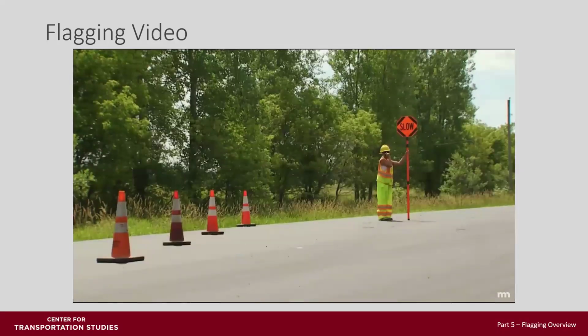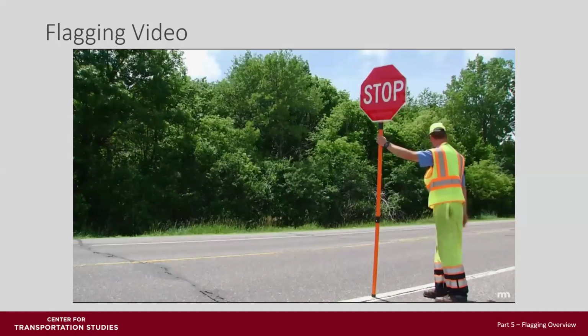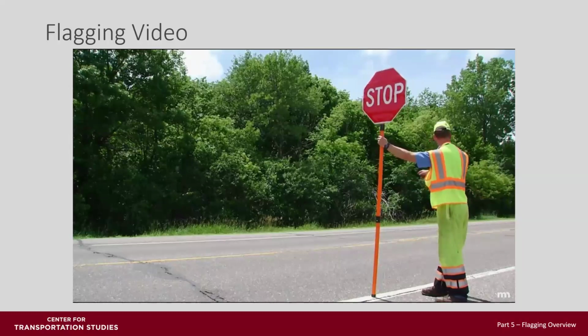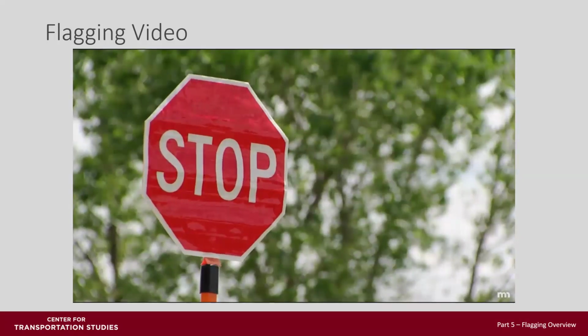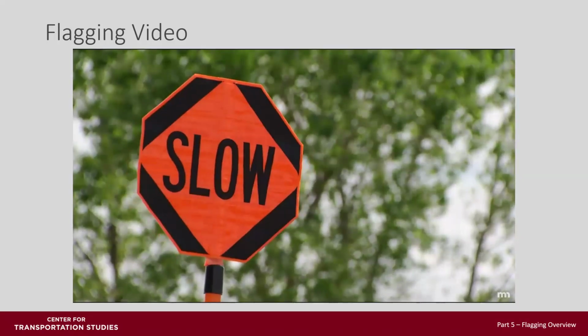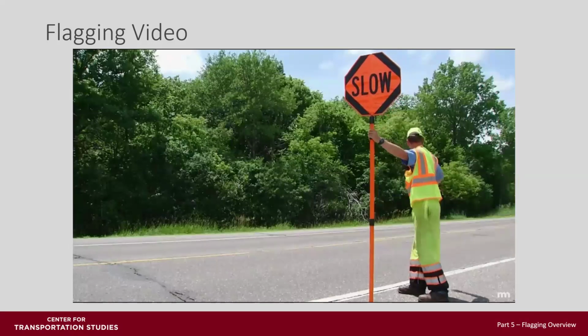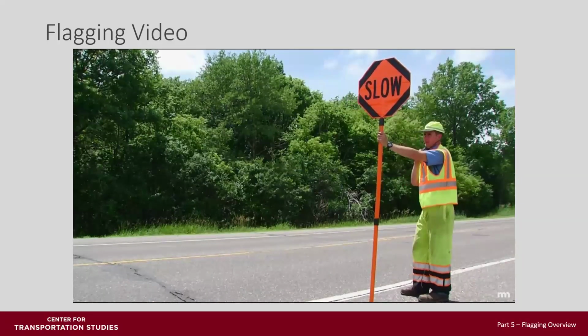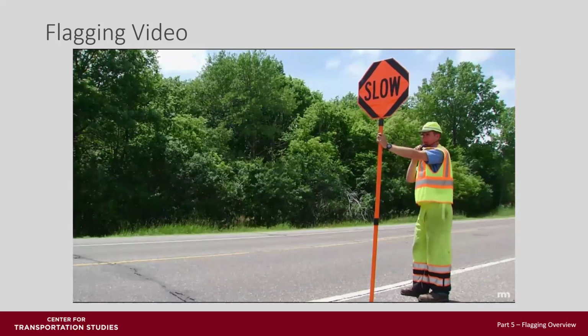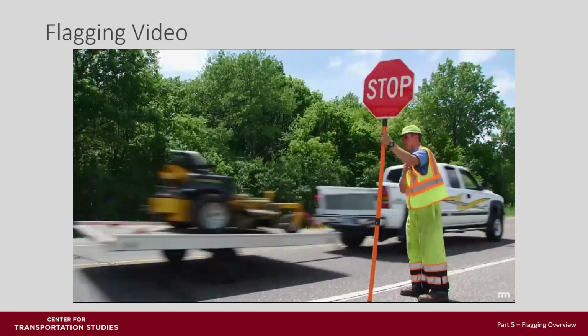The main traffic device used by flaggers is a stop-slow paddle. This sign is octagon shape, at least 18 by 18 inches, with 6-inch high letters. The paddle shall be mounted on a handle that measures at least 5 feet from the ground to the bottom of the sign. A 7-foot mounted height is recommended to make the paddle more visible.